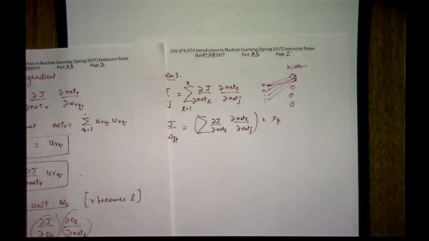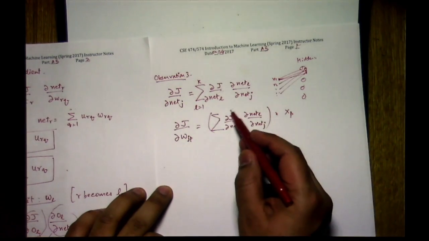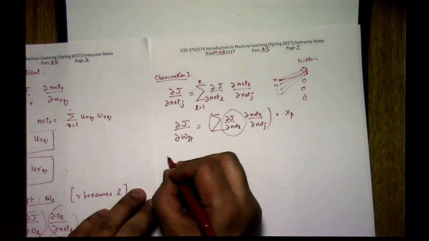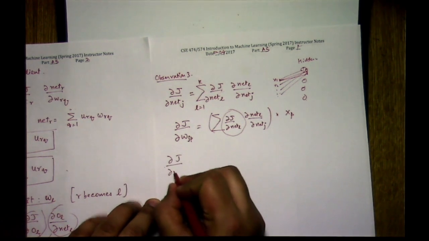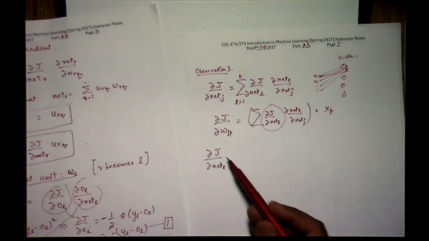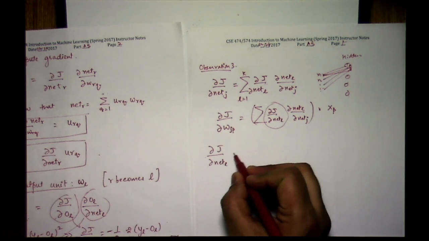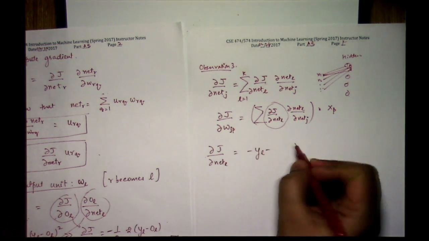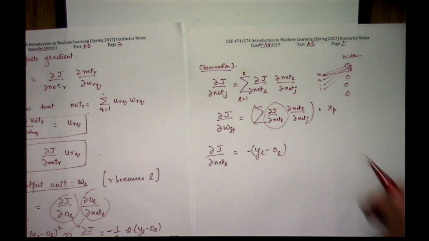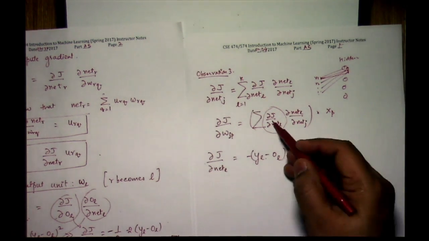Right, okay, so now what we are going to do is try to see how can we compute these things over here. Now this we already did last time. In fact, it is right here. This is the partial derivative of J with respect to the net in an output unit. This is just for that error function, it is yl minus ol. Okay, so this is good, so we can switch that here.